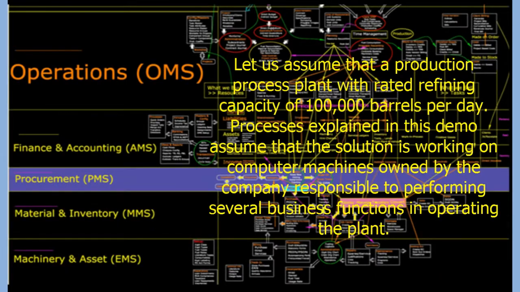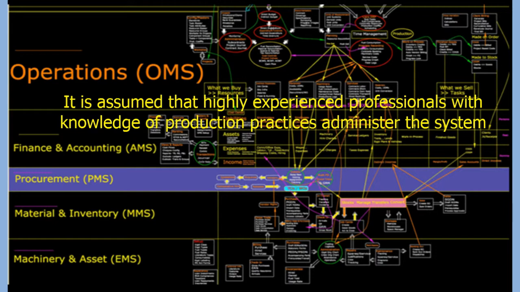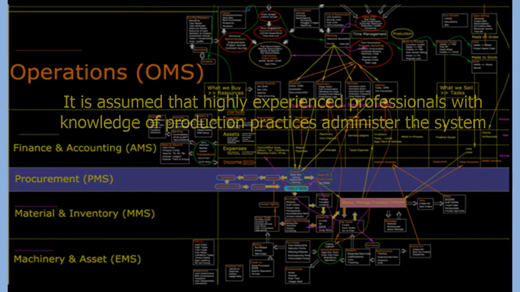The solution interactively accesses web and client-server interfaces. Let us assume a production process plant with a rated refining capacity of 100,000 barrels per day. Processes explained in this demo assume that the solution is working on computer machines owned by the company responsible for performing several business functions in operating the plant. It is assumed that highly experienced professionals with knowledge of the production practices administer the system.